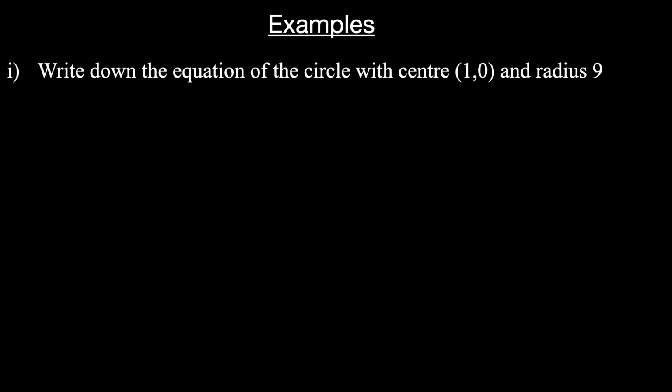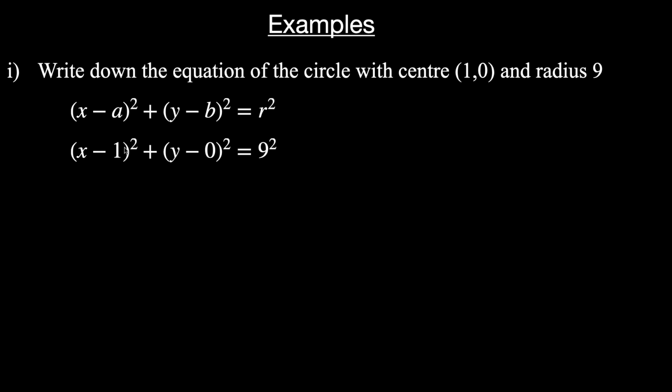This question says, write down the equation of the circle with center (1, 0) and radius 9. So use what we've just talked about. Write down the equation of that circle. I would suggest always starting these questions by writing down that equation. It helps you to memorize it, and it's easy to see then where you should plug in these numbers. So remember, the center is (a, b). So all we need to do here is plug 1 in for a and 0 in for b and 9 in for r. So plug those numbers in, we get (x take 1) all squared plus (y take 0) all squared equal to 9 squared.